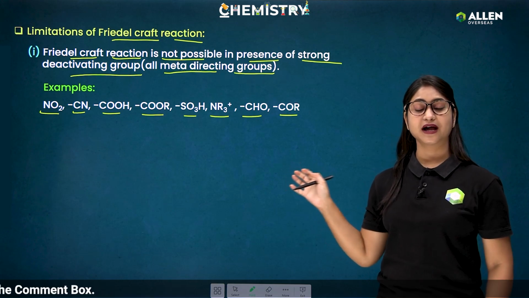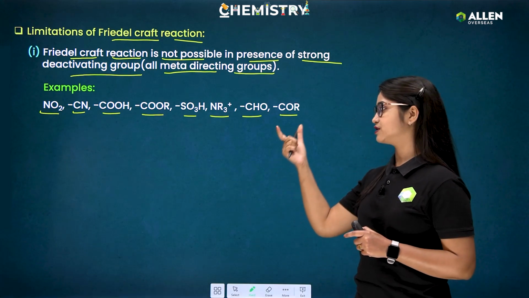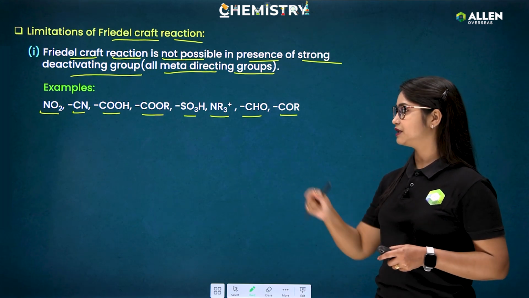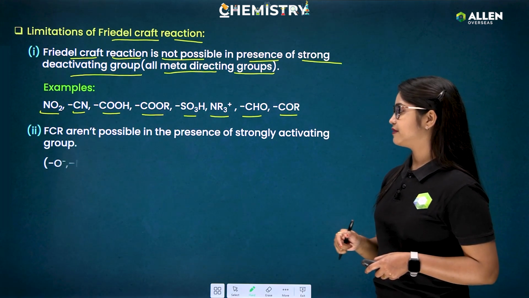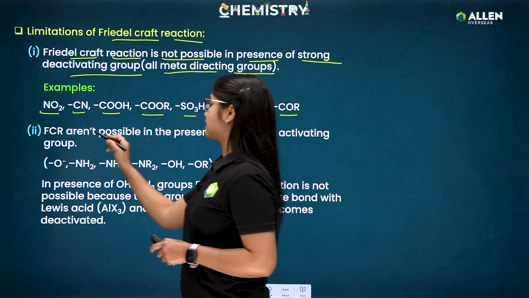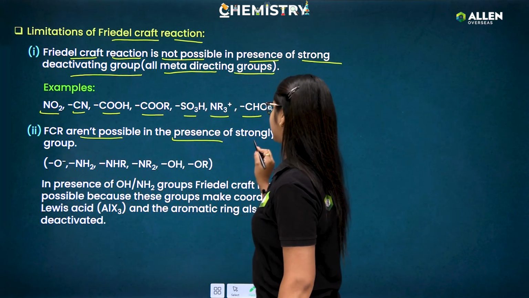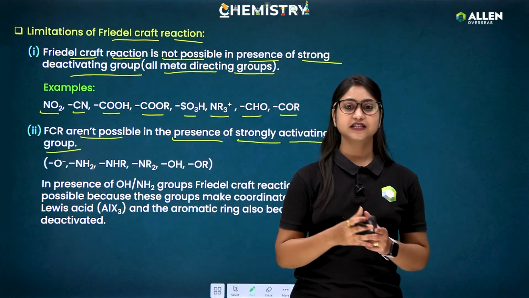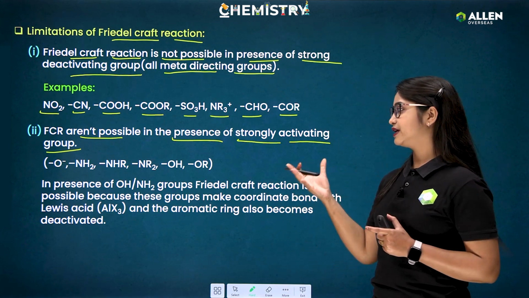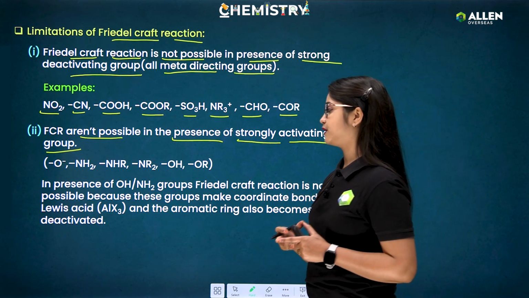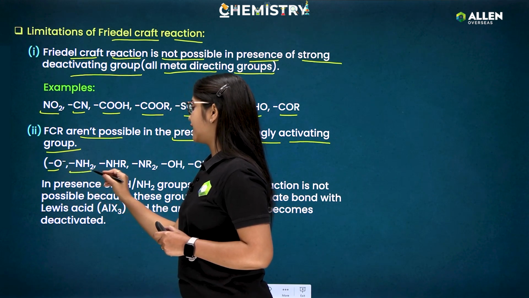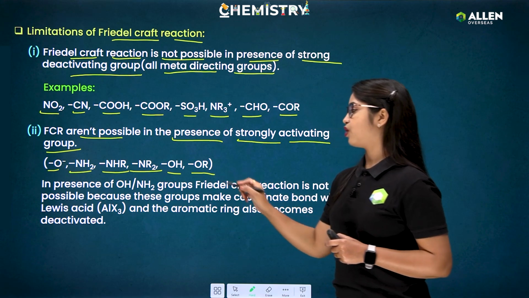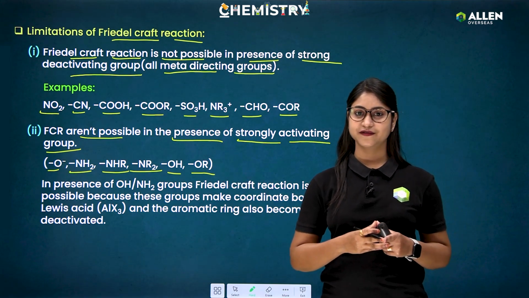All these groups are highly deactivating in nature. So in the presence of these groups, the Friedel-Crafts reaction is not possible. This is one limitation. Similarly, the second limitation is that Friedel-Crafts reactions aren't possible in the presence of strongly activating groups. When you have highly activating groups also, the Friedel-Crafts reaction is not possible. For example, O negative, NH2, all types of amines, OH and OR. All these groups are highly activating in nature.